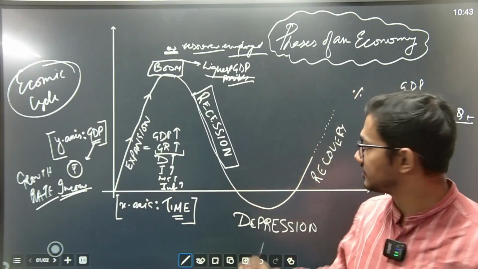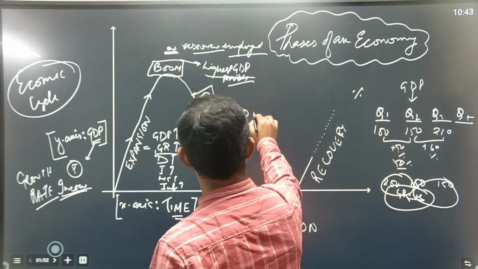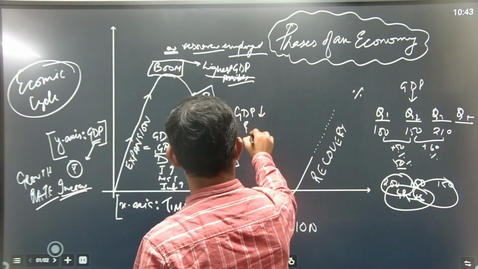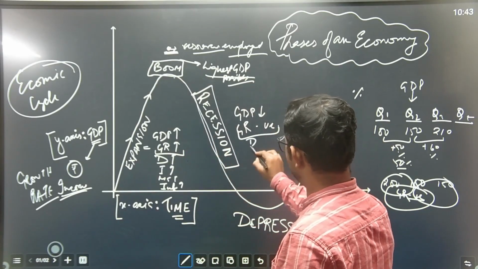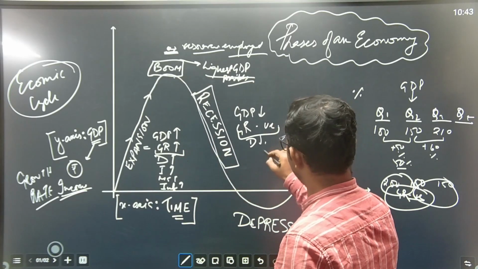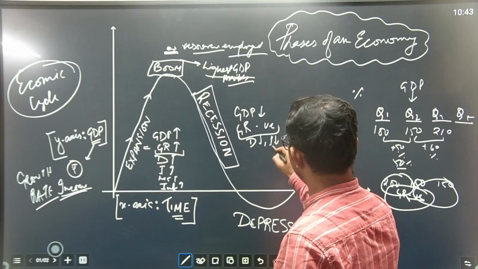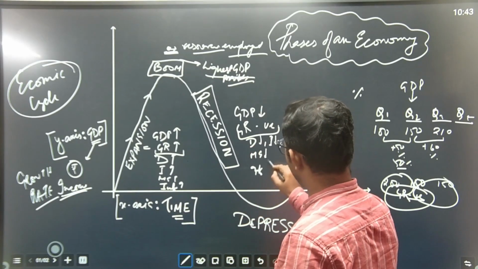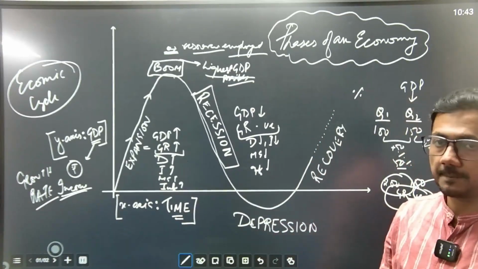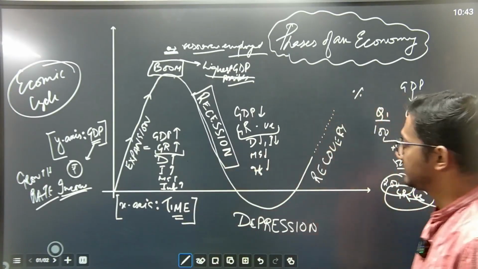Okay, recession here: GDP does not grow, GDP falls. The growth rate turns negative, which means demand is low, income is lower, money supply in that economy will be low, and inflation will technically be lower. That phase is known as recession.